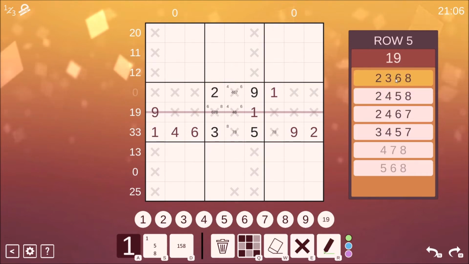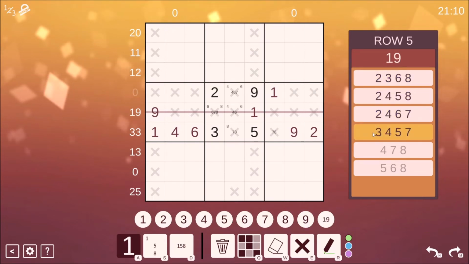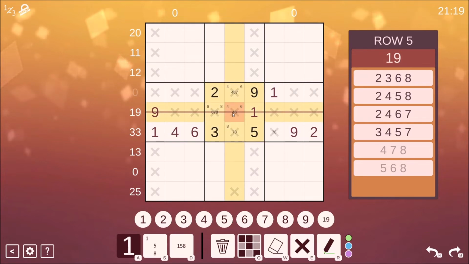So let's see. I don't think we'll get anywhere for now with the rest of this. But it should be noted that if it does contain a 4, we will have to place the 4 there.